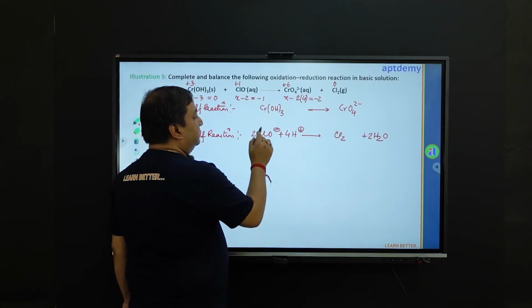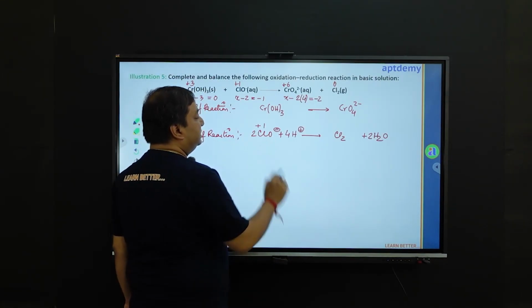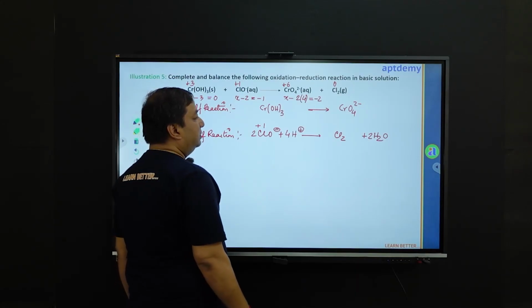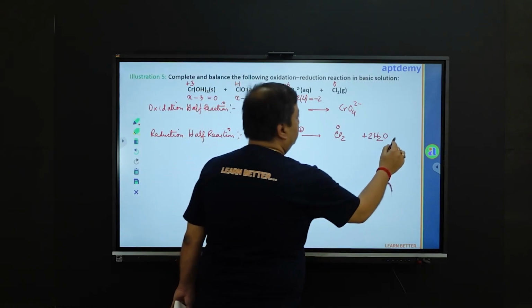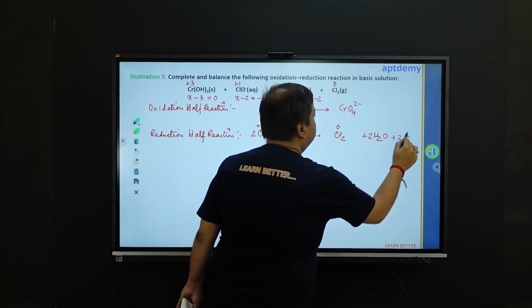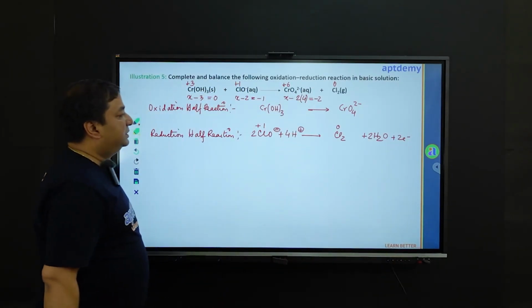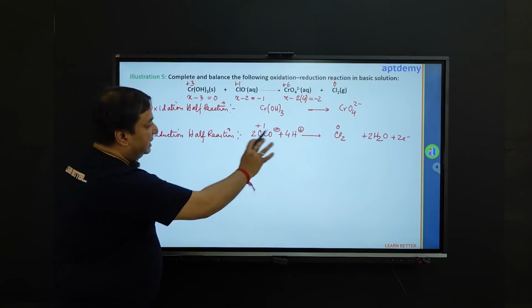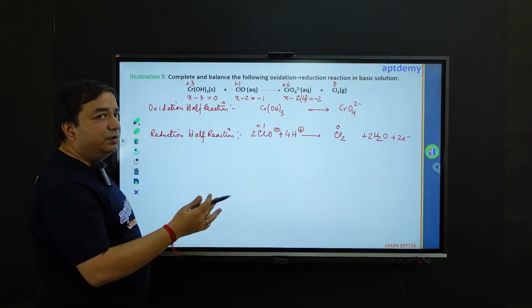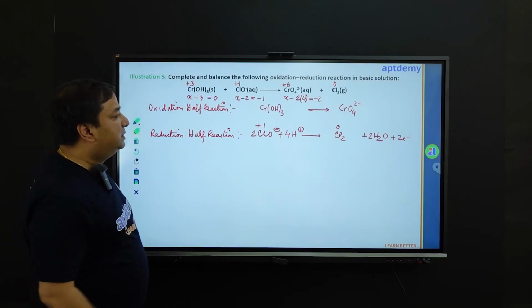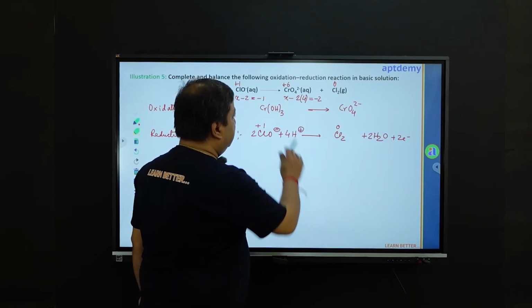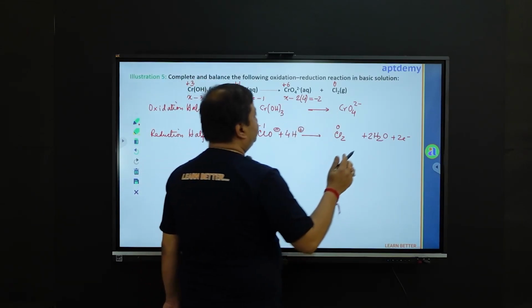Now plus 1 is the oxidation state of Cl in ClO minus, forming Cl2, which is having 0 oxidation state. So 2 such electrons should be released. Okay. So this will be the balanced equation so far. Then we know we have to add OH minus ions on both sides to proceed further. So we'll be doing it, but let us solve this one first.